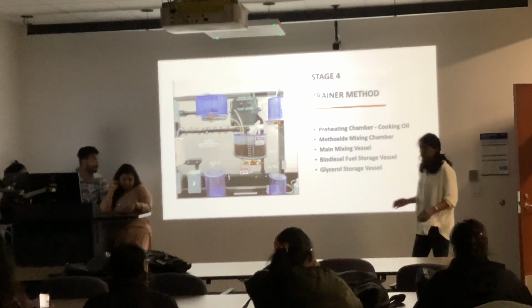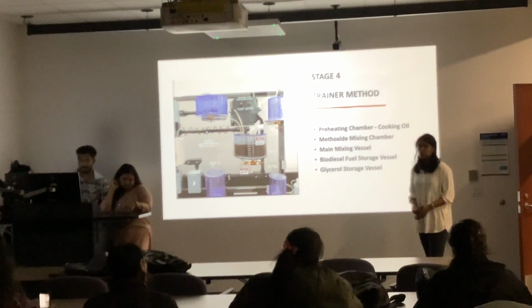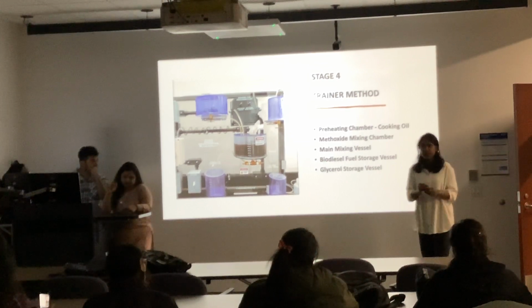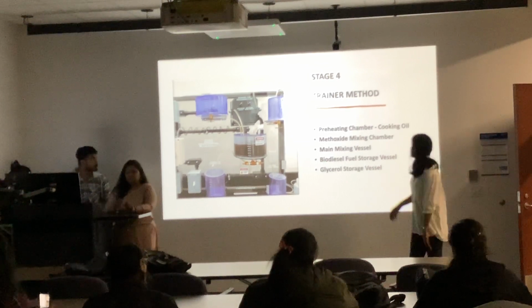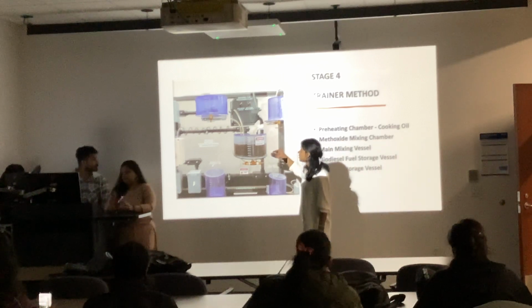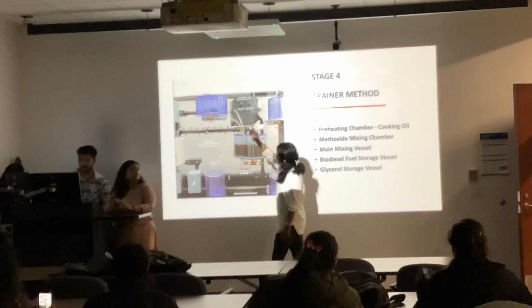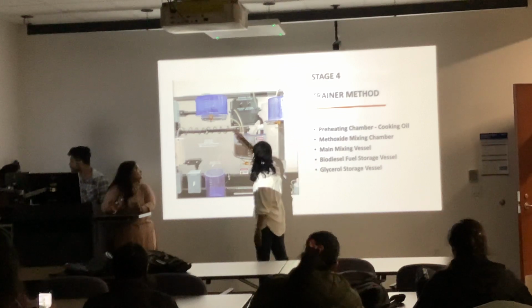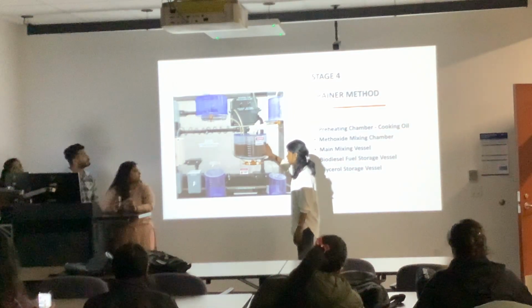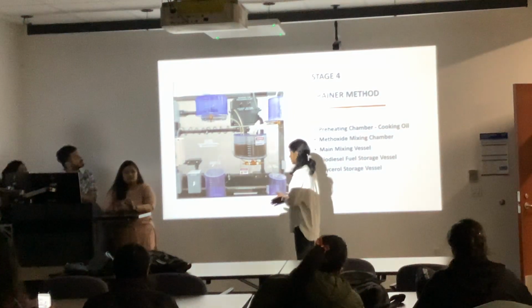The first method is the trainer method. You all will be confused about what trainer is. This is actually the conventional method, where we just use a machine named trainer. As you can see in the picture, this is the trainer machine, which has 3 chambers: one is the preheating chamber, the methoxide mixing vessel, and the main mixing chamber where the trans-esterification process occurs.